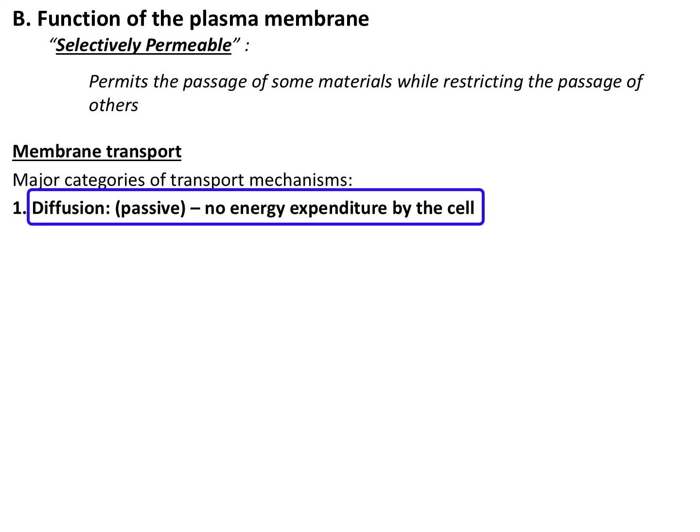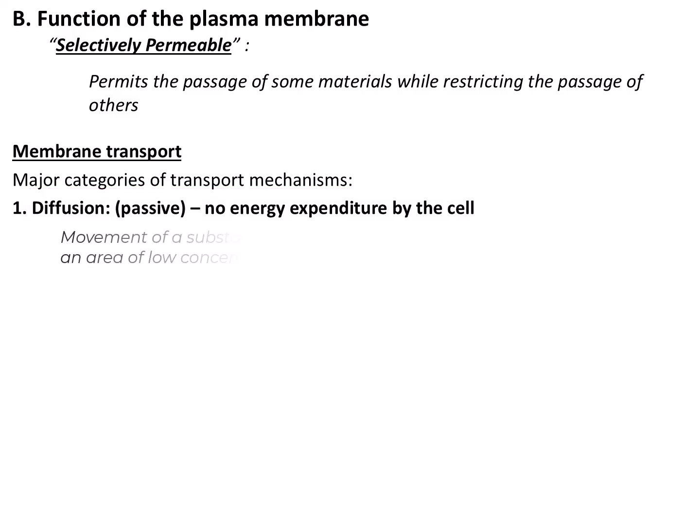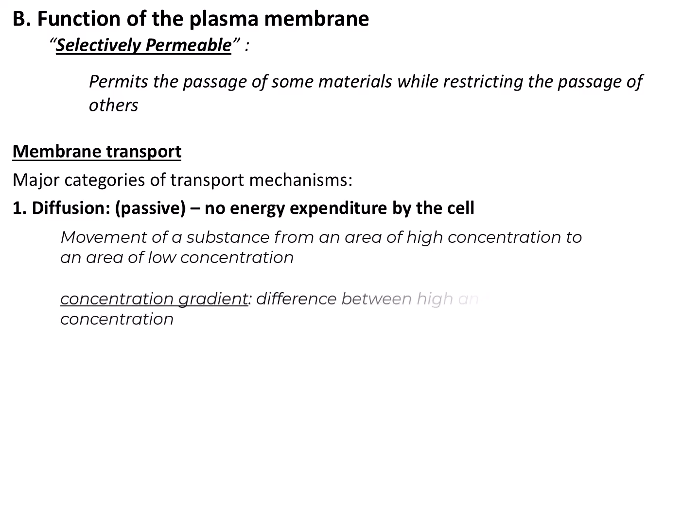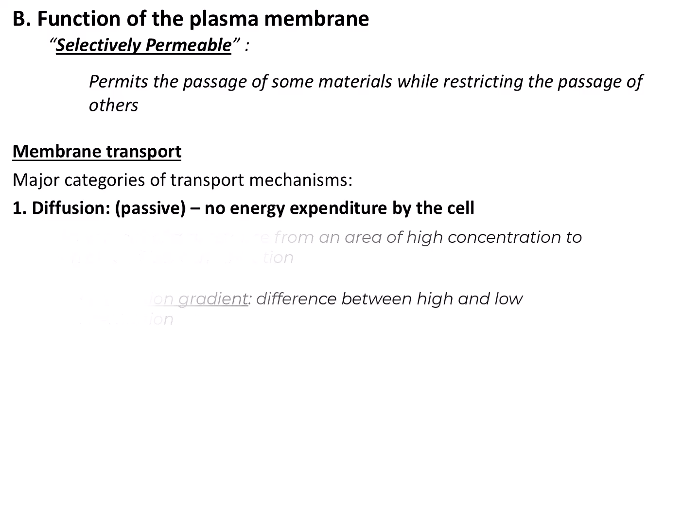Diffusion is a passive process because there is no energy expenditure by the cell. During diffusion, molecules will move from an area of high concentration to an area of low concentration. This difference in concentration is known as the concentration gradient.